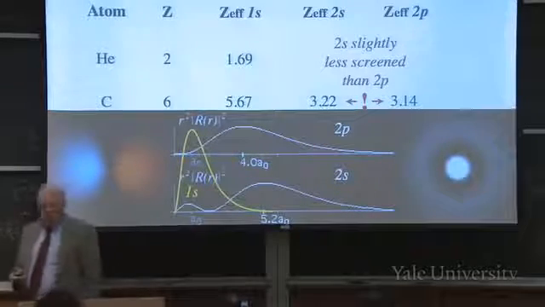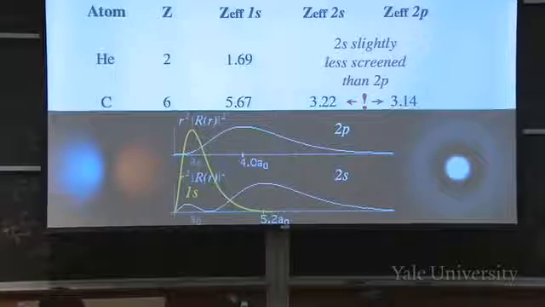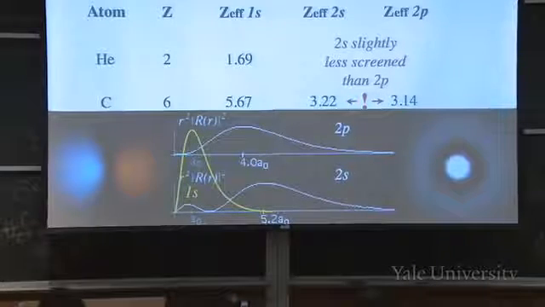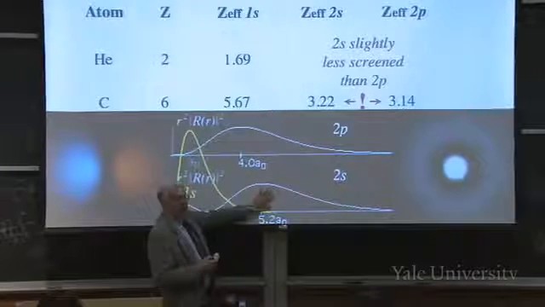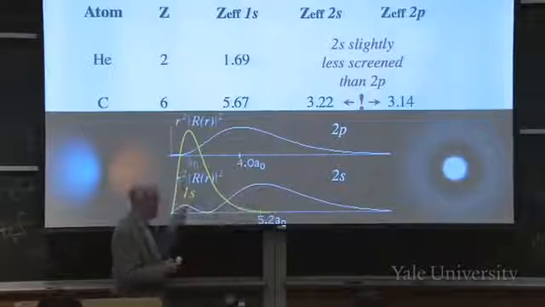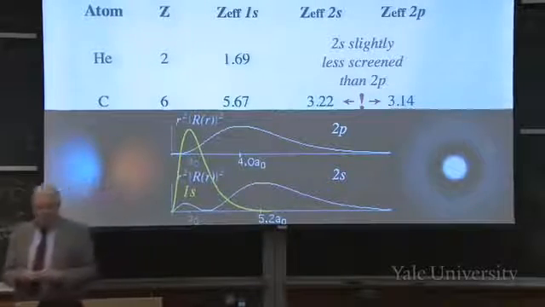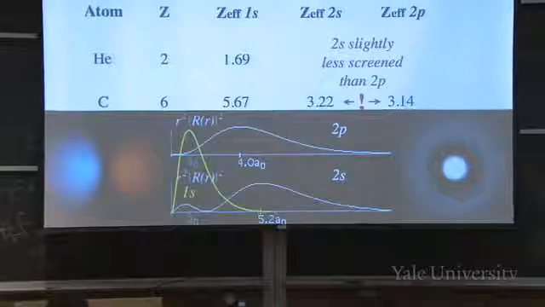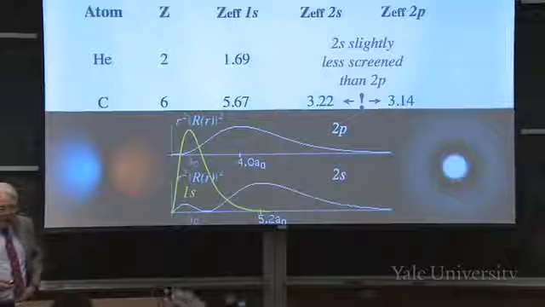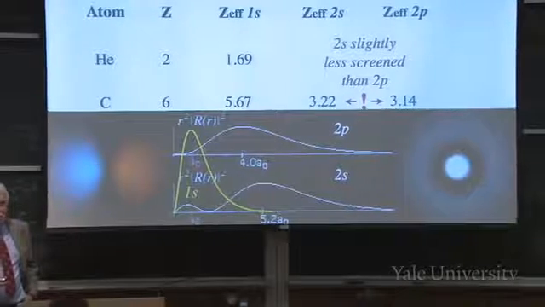But it's not really trivial to look at this and figure out which one would be more screened, the 2s or the 2p. Because this part is further in than this part, but this part is way down inside. So it's a balancing act as to exactly which one would be bigger, and they're not very different. But as it turned out, according to Clementi and Raimondi and their calculations, the z effective that you should use for 2s is a little bit bigger than the one you should use for 2p.